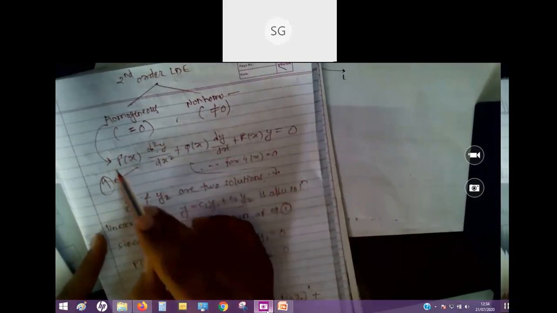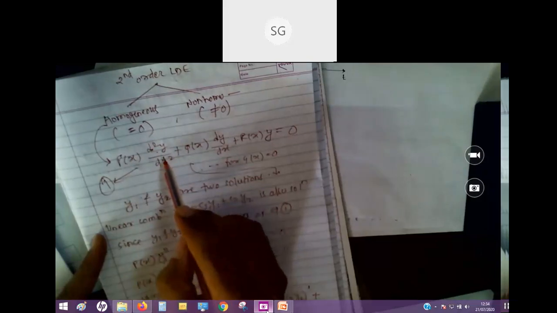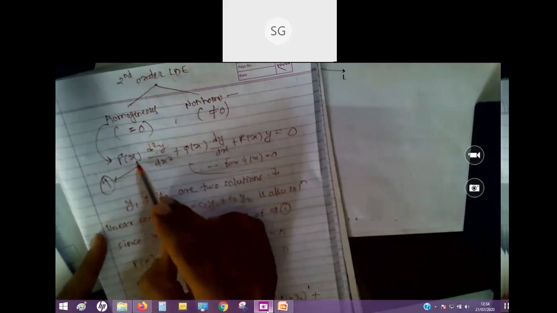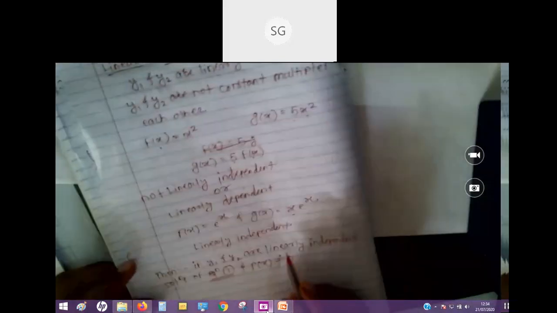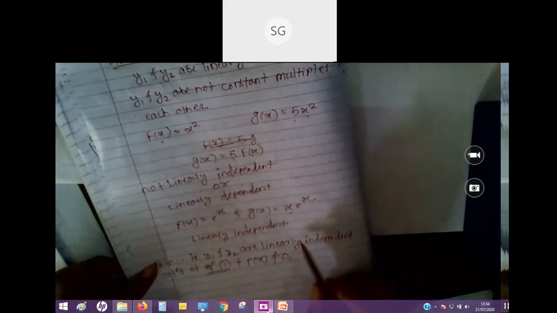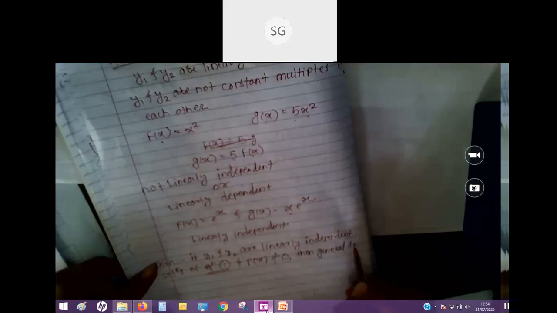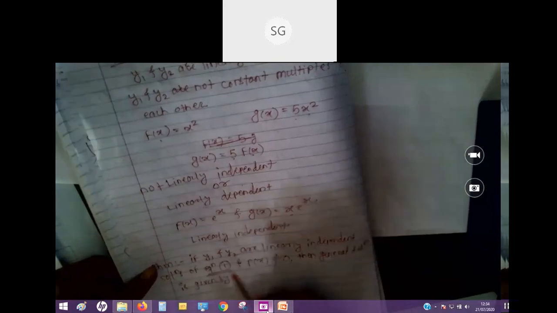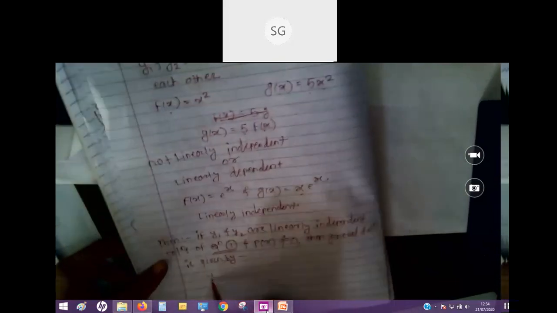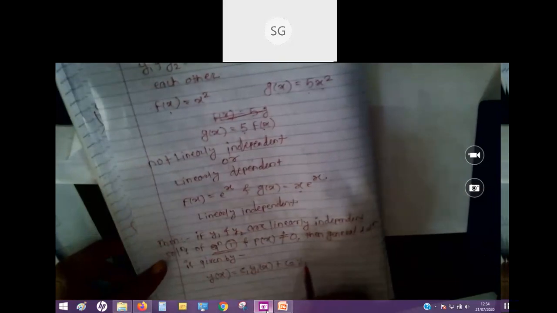Because if this coefficient is itself 0, then your equation is no longer second order. That's why, given the condition that p of x is not equal to 0, we can state that the general solution of such an equation is given by y of x equal to c1 y1 of x plus c2 y2 of x.